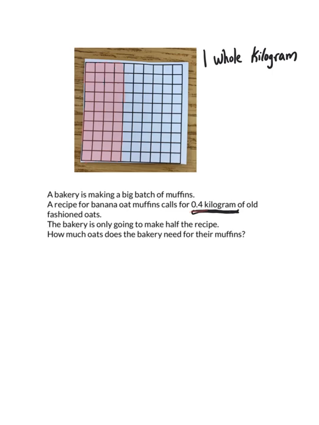And then they tell us that the bakery is only going to make half that recipe. They're not even going to make the whole recipe. They're making 1/2 of 4/10 of the kilogram of old-fashioned oats. So in decimal form, that would be 1/2, which is 5/10, of 4/10.